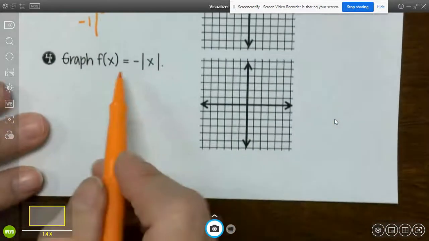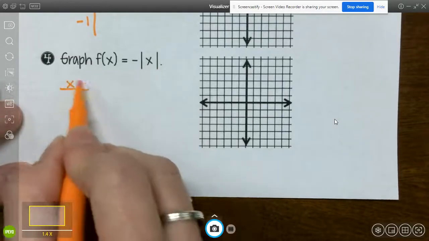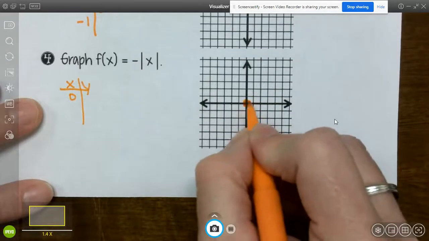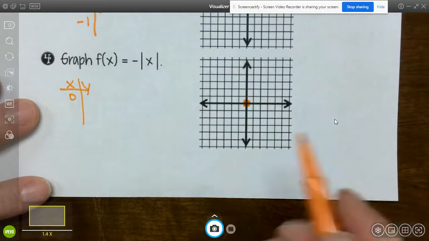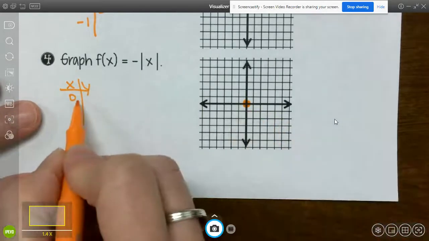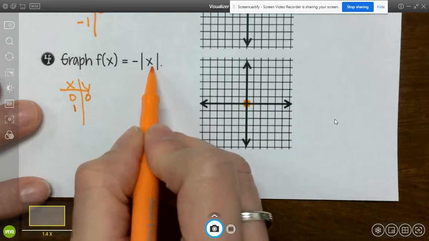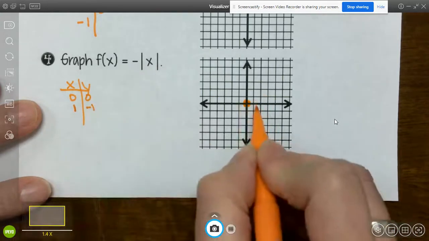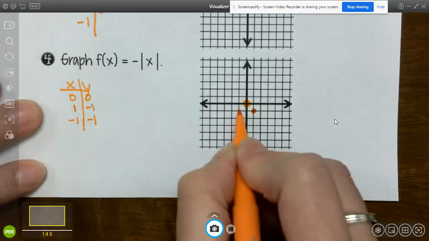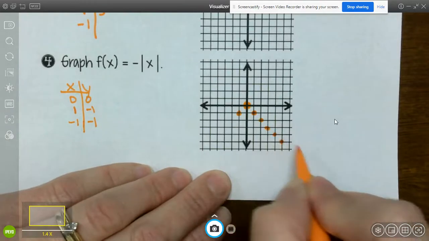Then if we had a negative in the front, like this, we had that negative out there, okay? So the negative, I'm still going to have my vertex at 0, 0, but hopefully you remember that that flipped it. It made it down here. So like if I put in 1, absolute value of 1 is 1, but then that would give me -1. So at 1, I'm going to have -1. And at -1, I'm also going to have -1. And this graph is going to continue down like this.